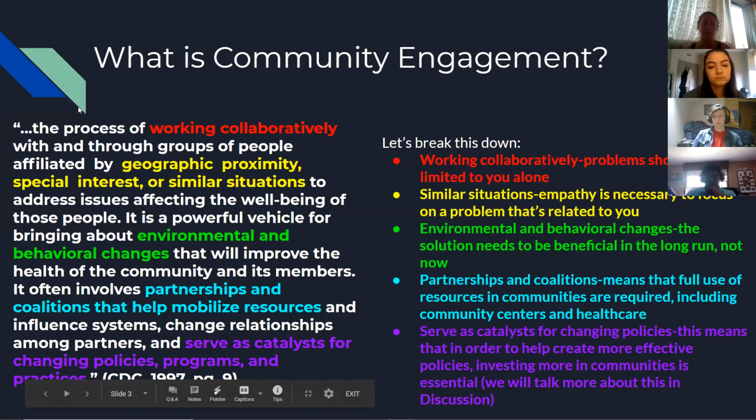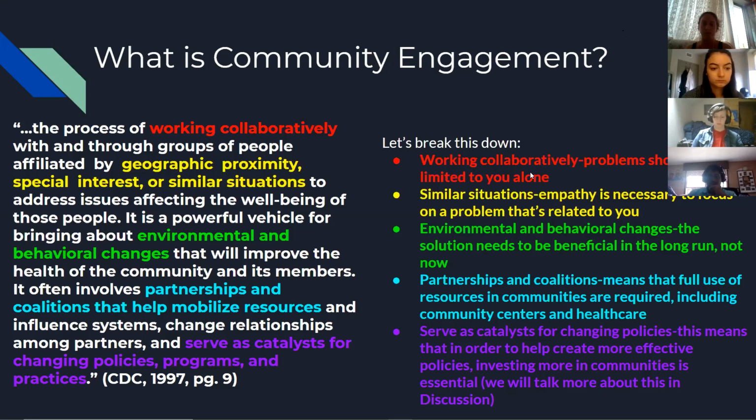So, what is community engagement? The textbook defines community engagement as this really long paragraph right here, so we're going to break it down real quick. Community engagement is working collaboratively, so problems shouldn't be limited to or worked on by you alone. You have to work with others. Likewise, if you spot a problem that doesn't apply to others, that's not community engagement either.